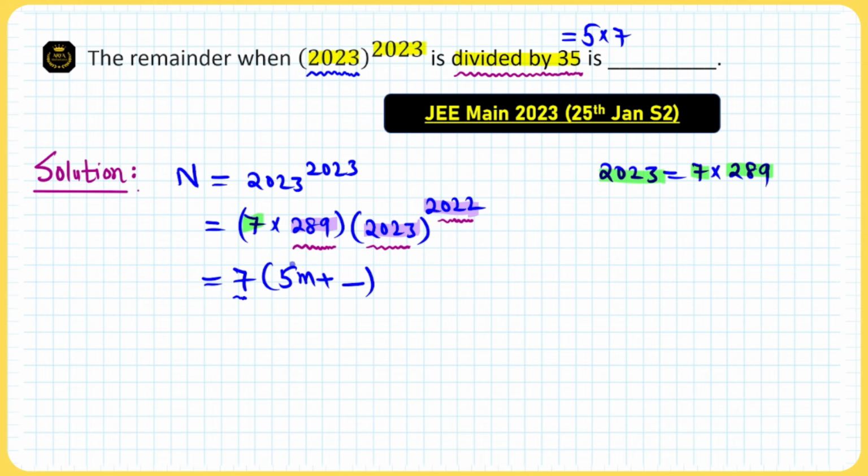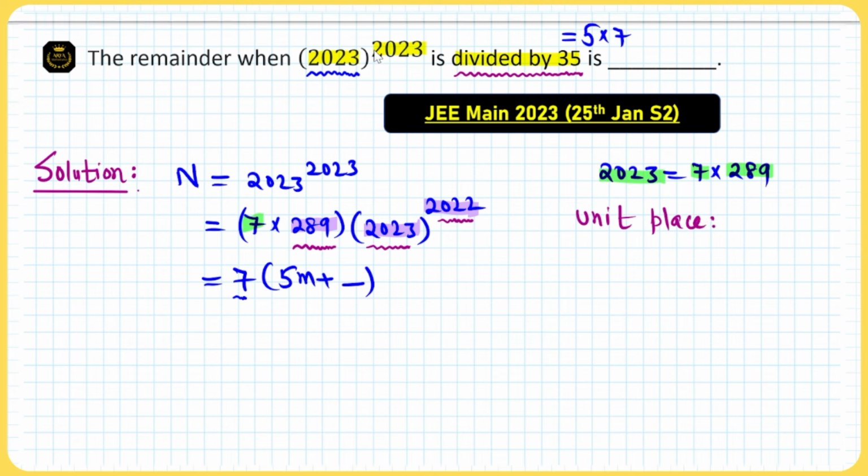And see, when we are dividing a number by 5, the digit at unit place decides the remainder. By calculating the digit at unit place, we can say what the remainder will be if the number is divided by 5. So we'll figure out the digit at unit place in this number. Remember, the digit at unit place is decided by the digits at unit place. There is one digit 9, and then we have to see in 3 raised to the power 2022, what will be the digit at unit place.